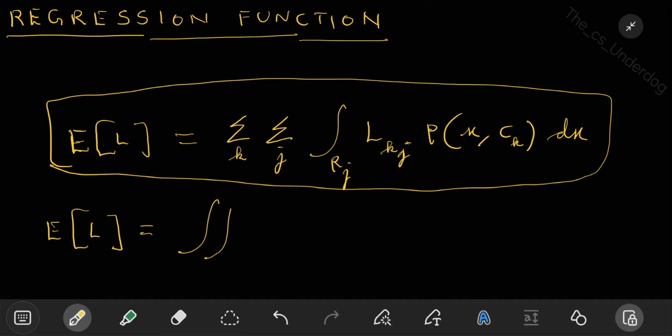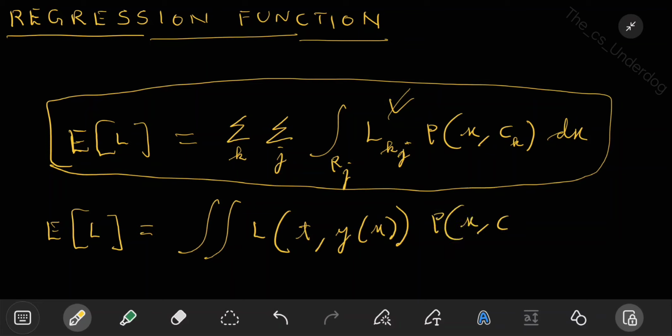Let us say you take a double integral over, instead of this L_kj, a loss function. This loss function is made out of what things? One is your target, which is t, and the regression function, which is y of x, right? The difference between these two, from that you have to find the loss function. And then p of x, c_k, there is no c_k here, right? Here it is t, the target, dx dt. This is the loss function in case of regression.